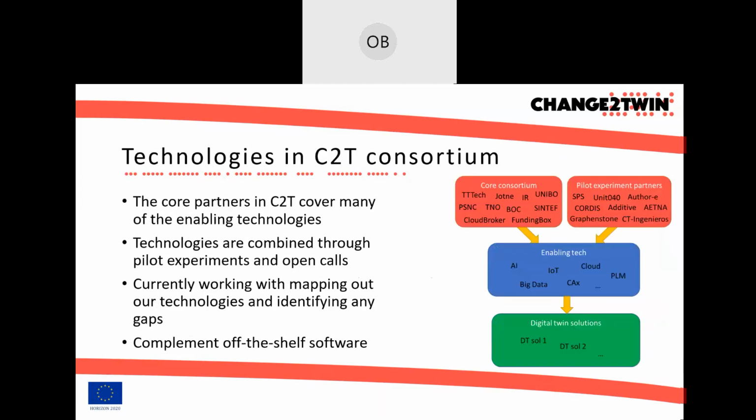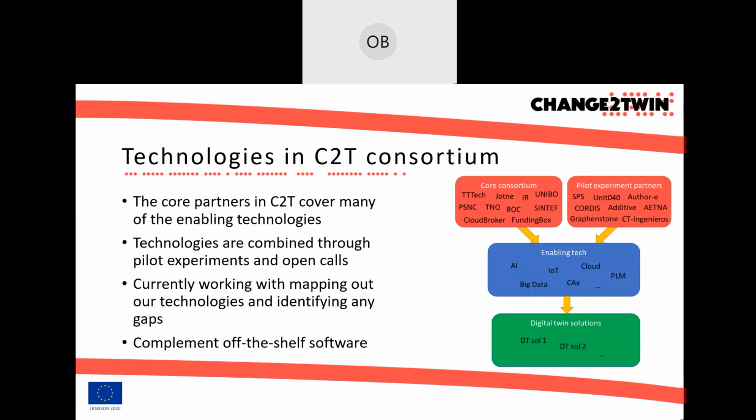So I'd just like to wrap up by mentioning that the Change to Twin consortium covers many of the technologies that I've talked about today, and that we're working to make these technologies available in the Change to Twin marketplace. So you'll hear more about the marketplace in the presentation coming up in the next session.